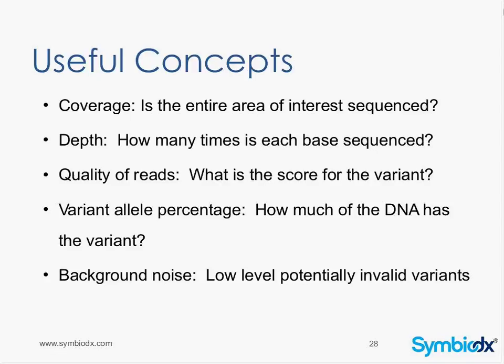Our useful concepts include coverage, is the entire area of interest sequenced; depth, how many times is each base sequenced; and reads, so what is the score for the variant that you're interested in. You want to make sure that it's at least 50 and hopefully 100. Then the variant allele percentage, how much of the DNA has the variant. This is important because we want to see if it involves all of the tumor content that we have or if it's only a portion. And we want to make sure that it's enough that it shows up above background noise.